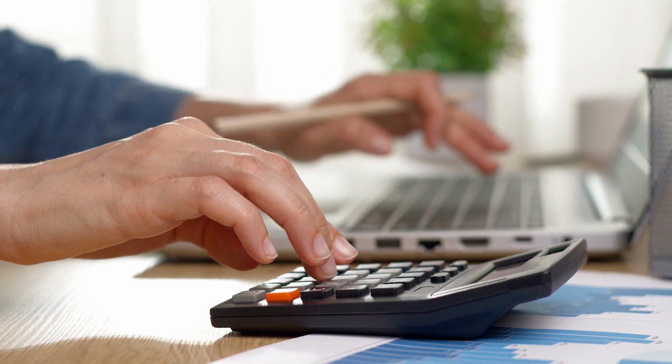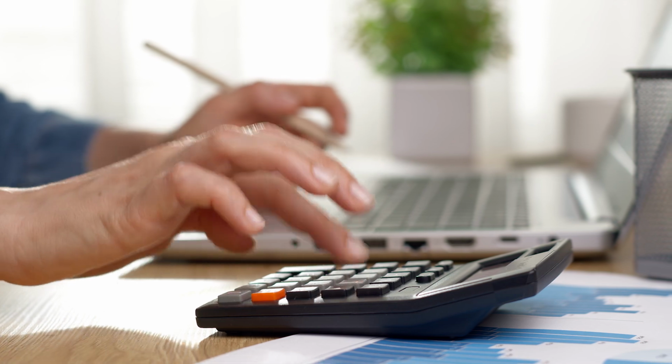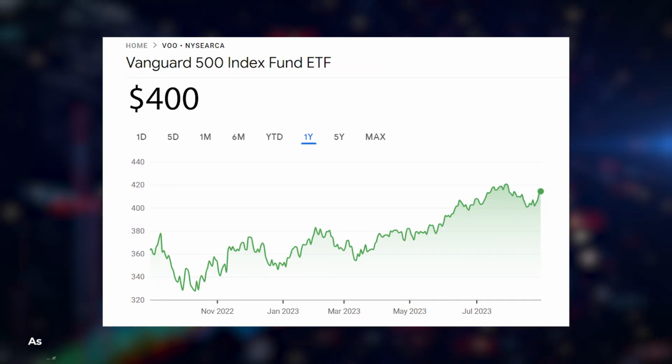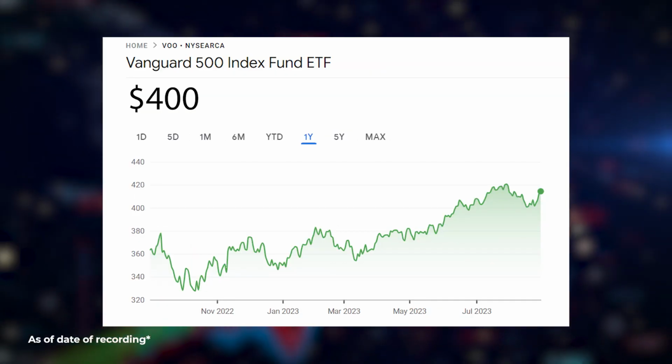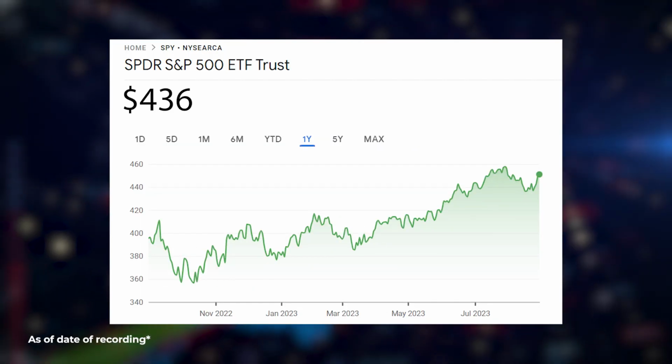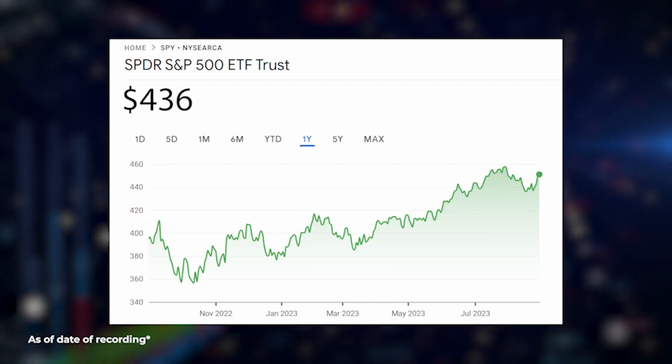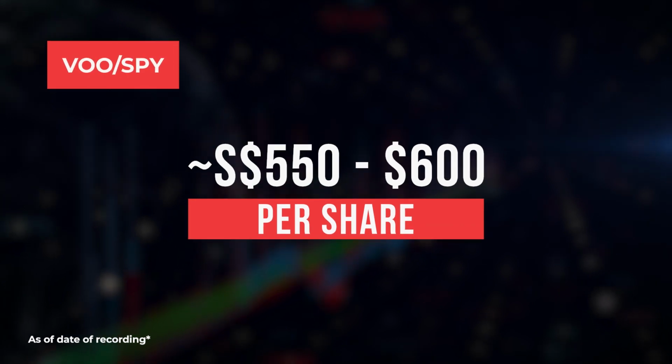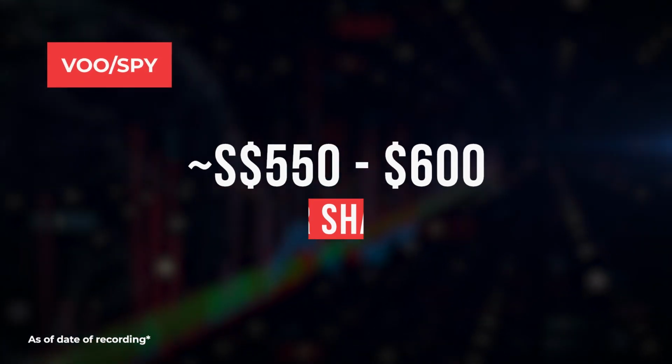Now, investing in ETFs manually sounds simple enough, but the drawback is that it could be capital intensive. To illustrate, let's look at VOO. The price is currently $400 for one share, or SPY, which is $436 per share. Now, this means around $550 to 600 Singapore dollars.